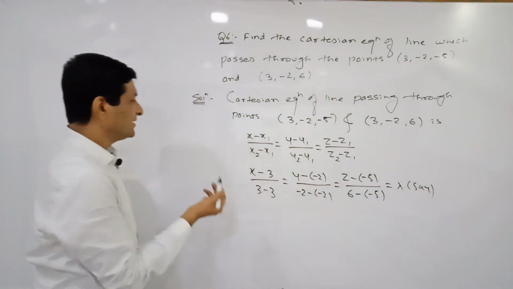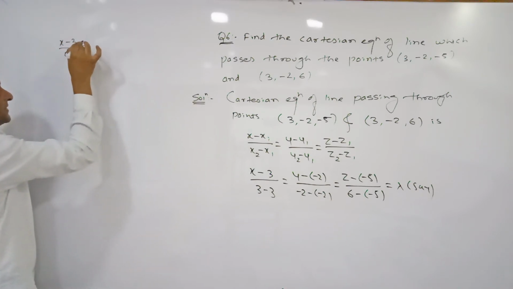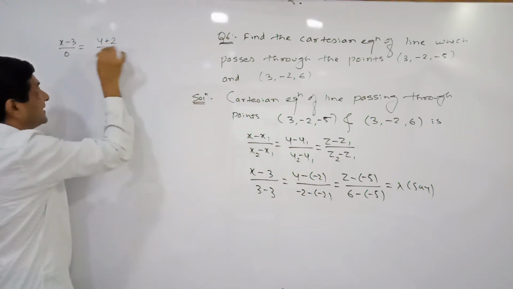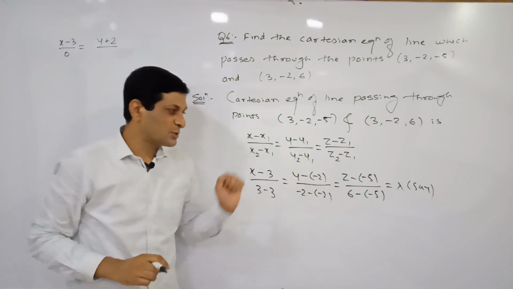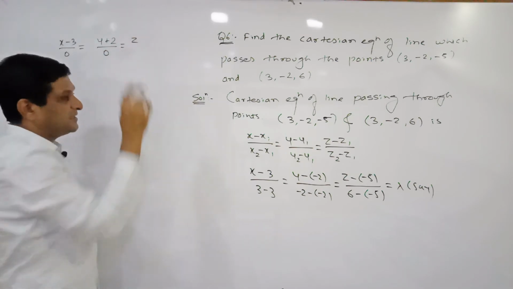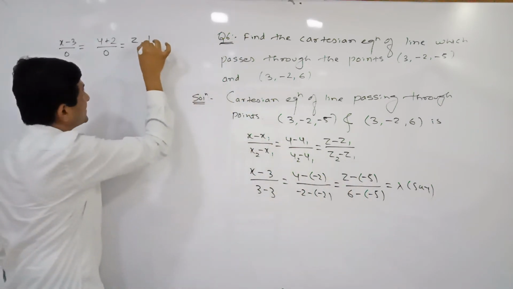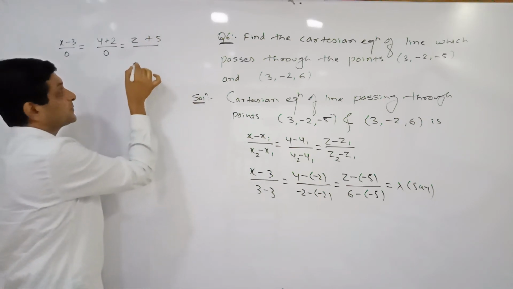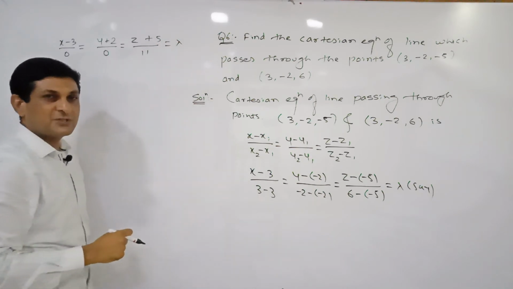Let us simplify it. In the numerator, we'll get x minus 3 upon 0. In the second term, y minus minus will become plus 2, and in the denominator, minus 2 and plus 2 will get cancelled, so we get 0 in the denominator. Then z, here minus into minus will become plus 5, so z plus 5 upon 6 minus minus, that means 6 plus 5, is equal to 11, is equal to the ratio we have already denoted by lambda.